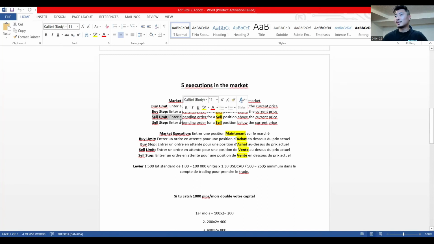Amazing. Sell limit is what? It's entering a pending order for a sell position above the current price, and the sell stop is what? It's entering a pending order for a sell position below the current price. So let's dive in on a chart and show you exactly what it is.